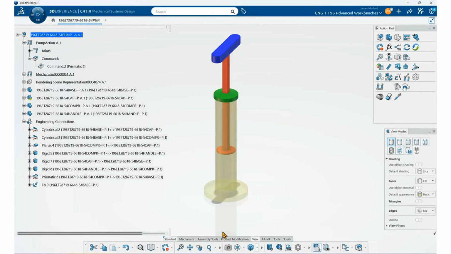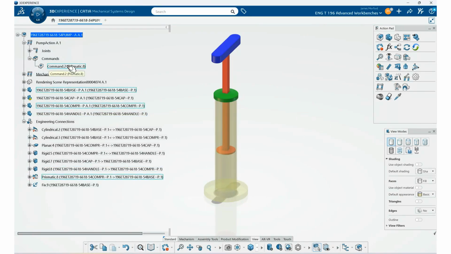The next four connections were defined using the Define Kinematics tool for potential motion. The first is a rigid connection between the base and the cap. Make sure they stay in place during any play. The second is a rigid connection between the handle and the compressor, also ensuring that in any motion they stay connected. The third is a prismatic connection that is turned into a command.